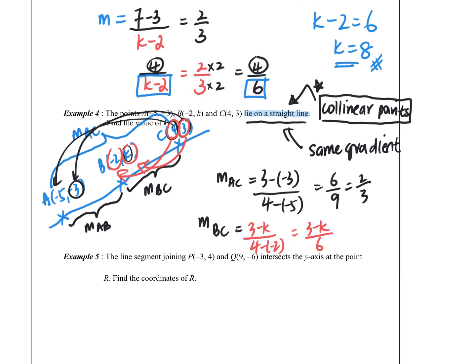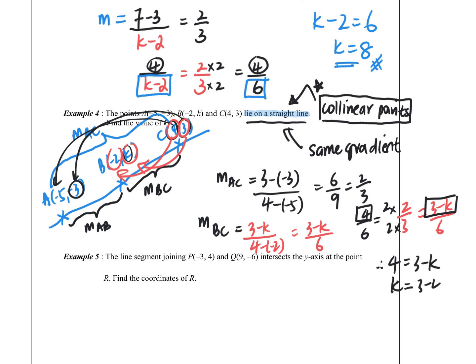So these two being equal to each other, can we then solve for K? Same thing, we make this 6. So now that the denominator is the same, the numerator must be equal. So 4 must be 3 minus K. So K is minus 1. So if they lie on the same line, they have the same gradient.